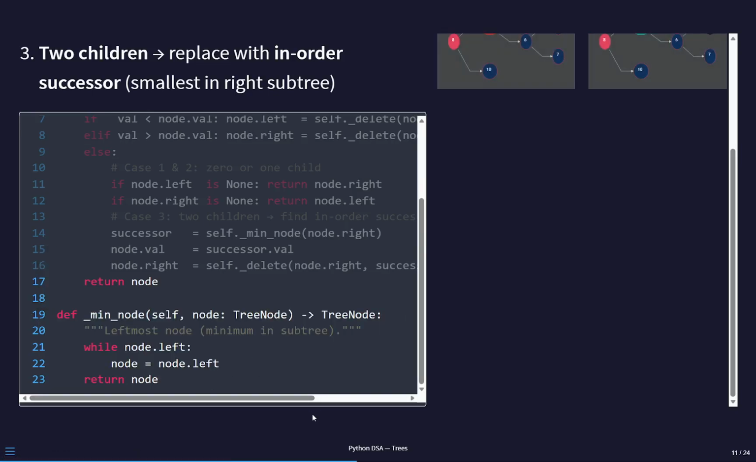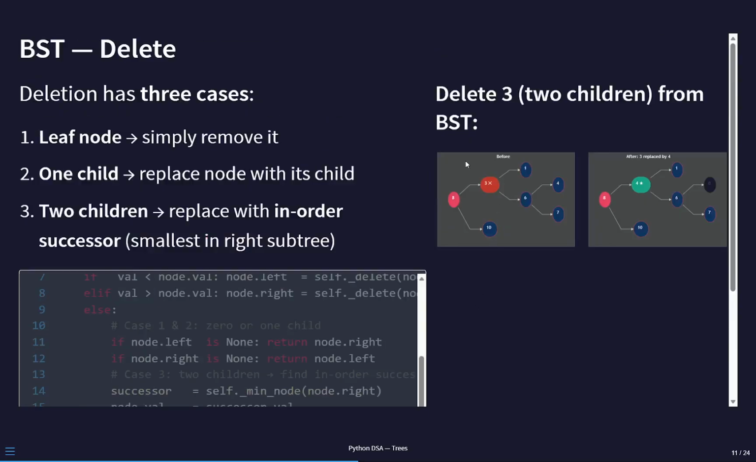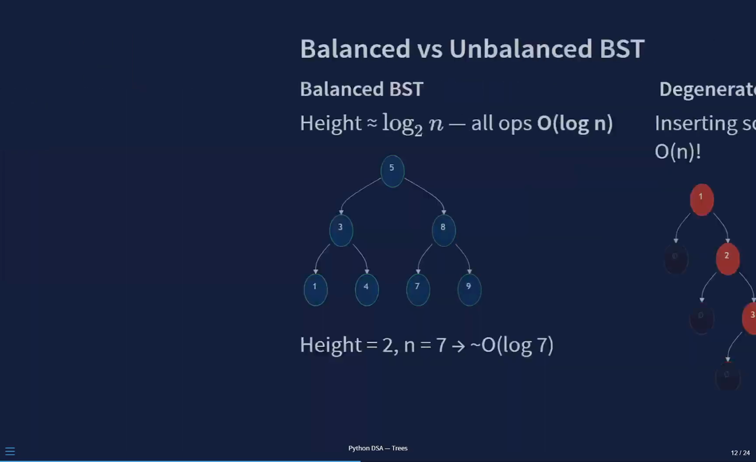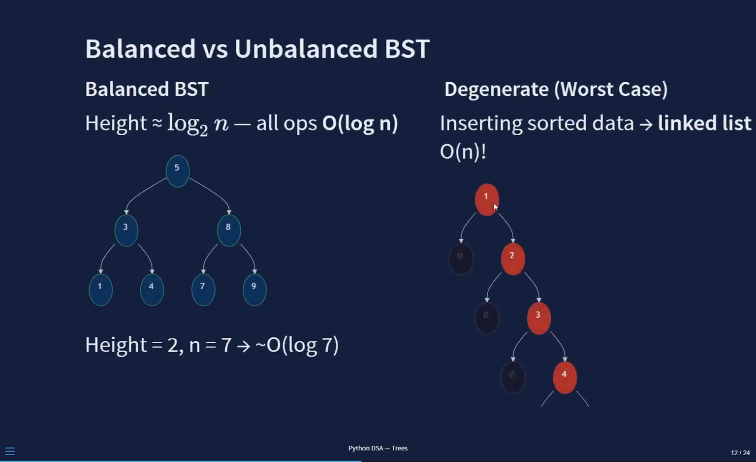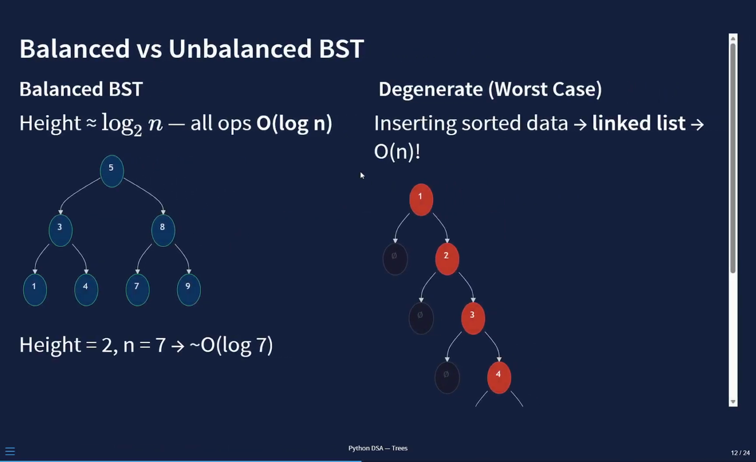Click. The diagram shows deleting node 3 from the BST. Node 3 has 2 children, 1 and 6. Its in-order successor is 4, the smallest value in the right subtree rooted at 6. We copy 4 into where 3 was, then delete the original 4 leaf from the right subtree. The BST property is preserved throughout. Next. Here's the critical nuance about BST performance.